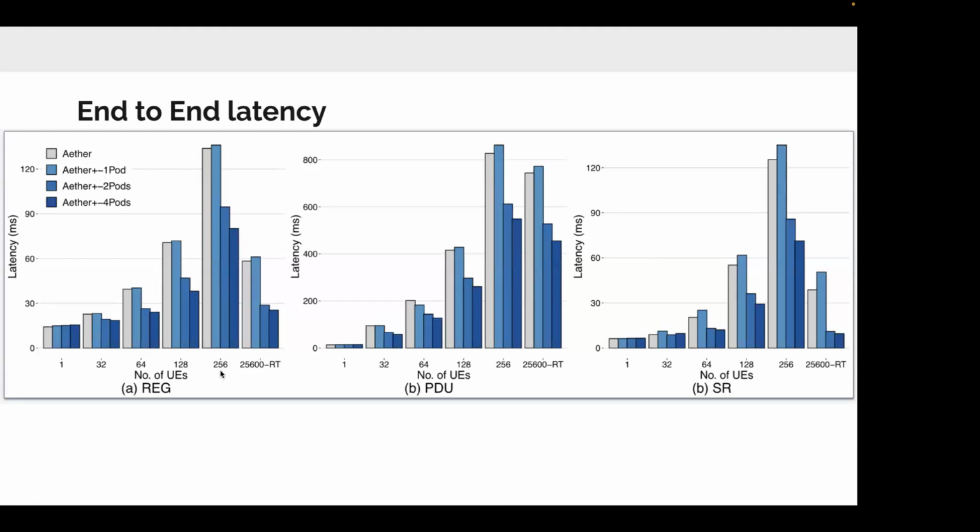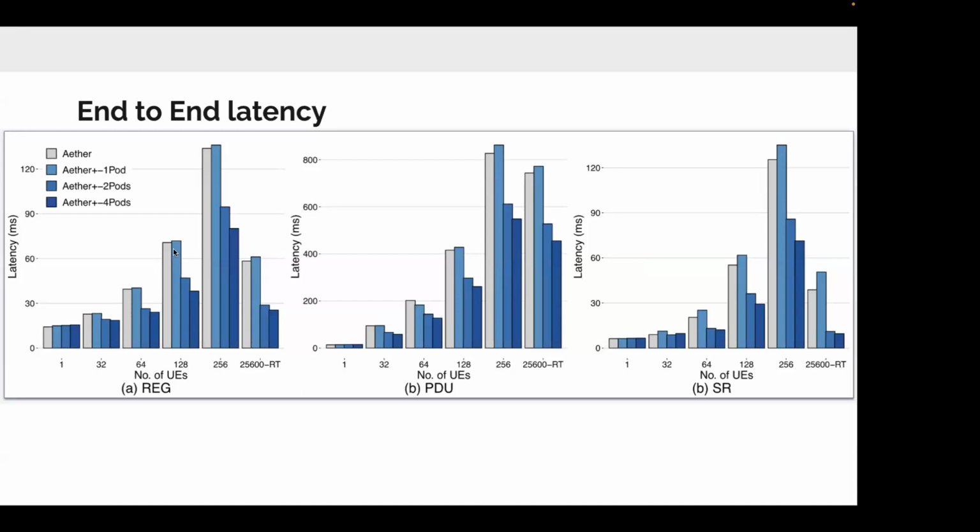Back-to-back means it's a closed-loop system. One UE sends a request, waits for the response, and then sends the next request. They send it back-to-back 100 times, so each UE sends 100 requests back-to-back. In this case, for the registration, as we increase the load, the latency goes up for Ether as well.